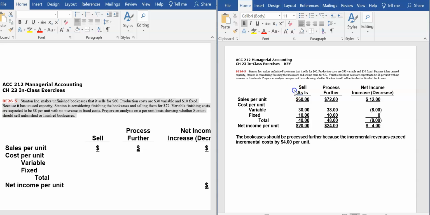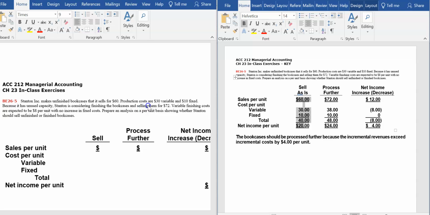Easy way to set it up is to compare the profits if we sell the product as is without processing further, or what the profits will be if they choose to process further. If they choose to sell it as is, they will be selling each unit for $60 a piece. The cost they will incur in order to create the unfinished product is $30 in variable cost and $10 in fixed cost. So for each unit, $30 plus 10, total expenses of $40. If they sell as is, their profit is $20 per unit.